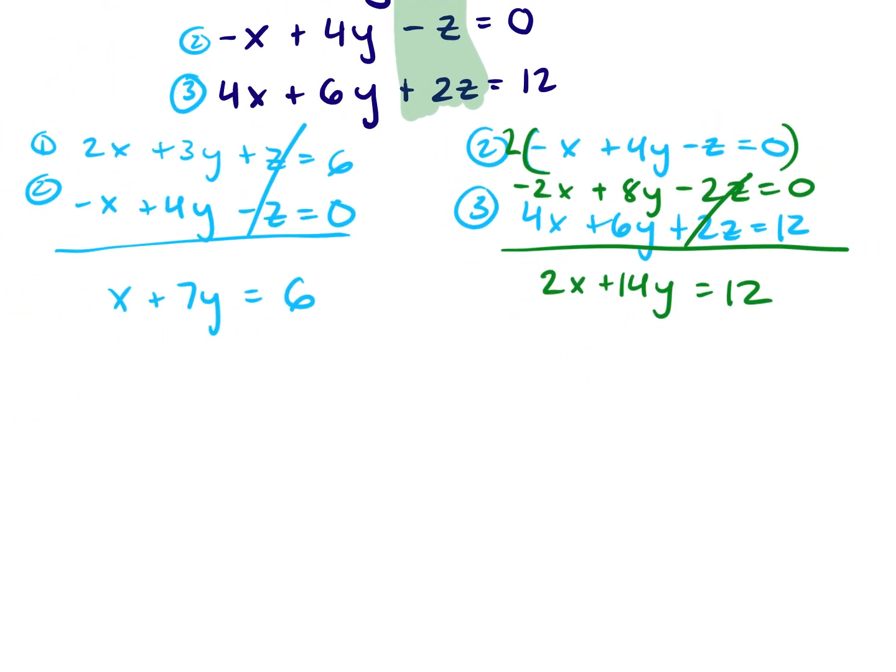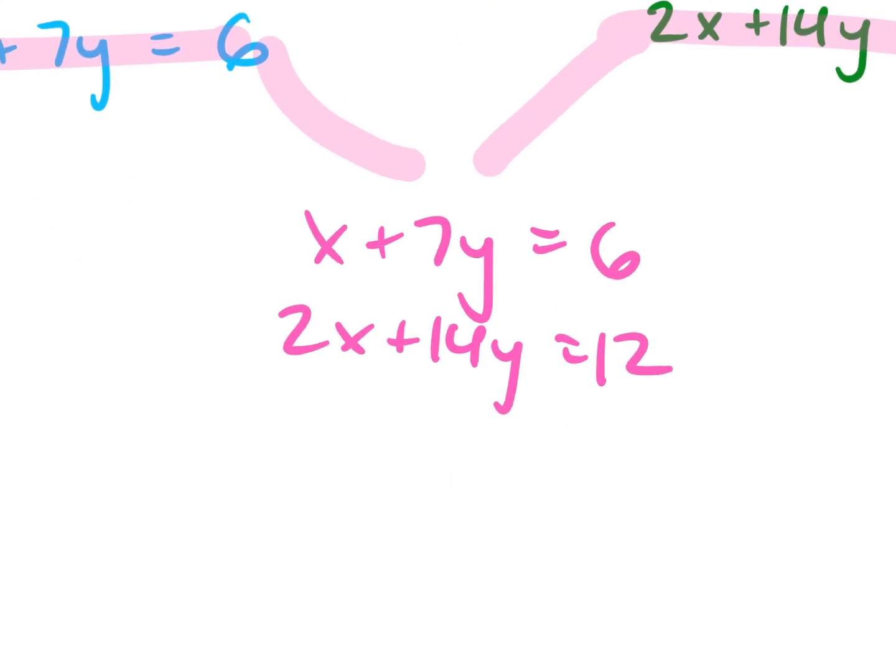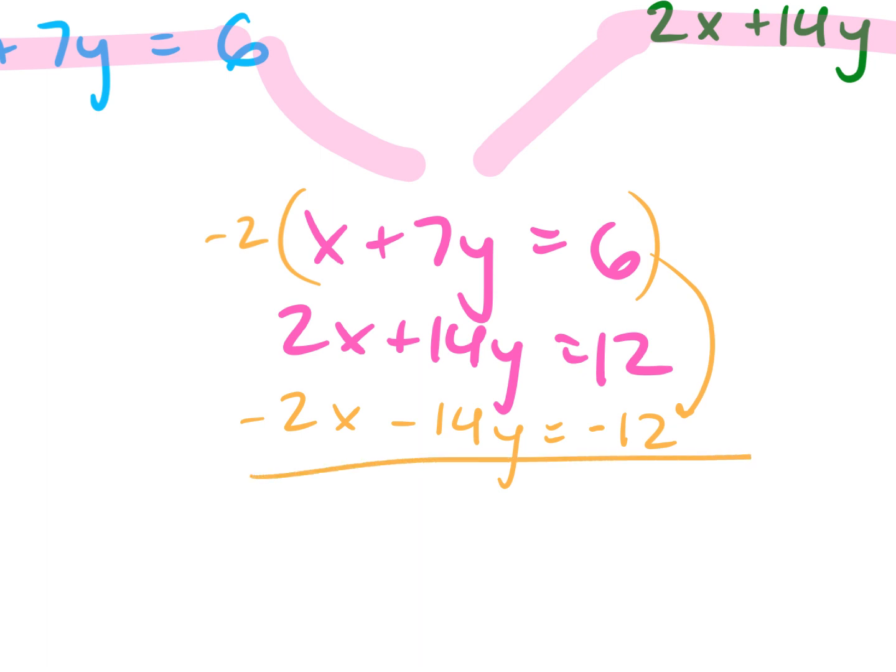What do we do next? Combine these two together. So x plus 7y is equal to 6, and 2x plus 14y is equal to 12. Do we have anything that cancels out here? No. So what do we need to do to make it cancel? We can multiply the top one by negative 2, so we get negative 2x minus 14y is equal to negative 12. Everything cancels. You spoiled the surprise.